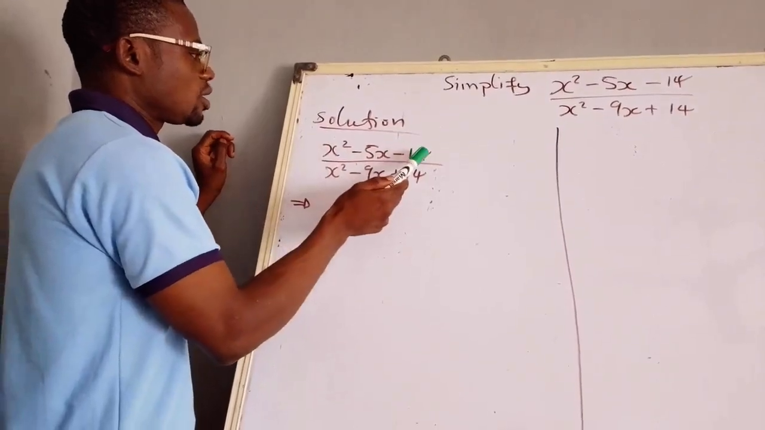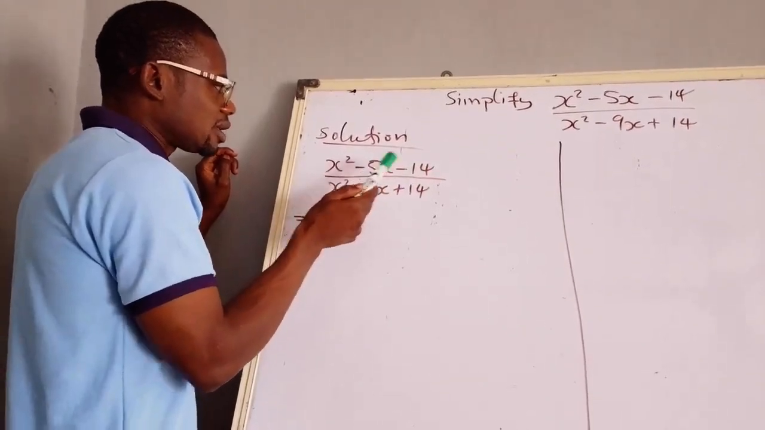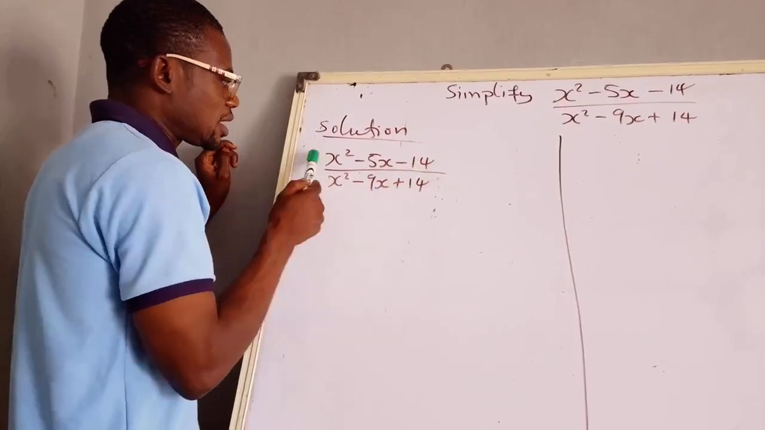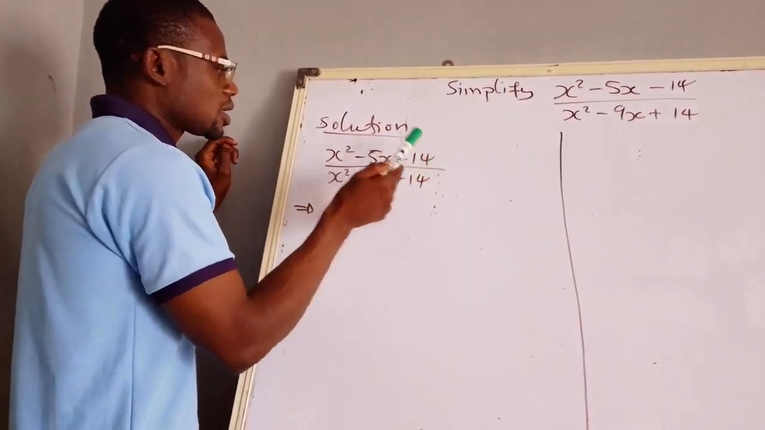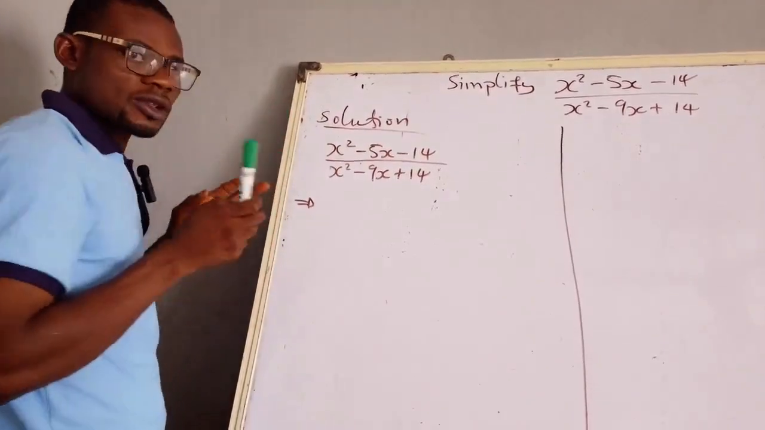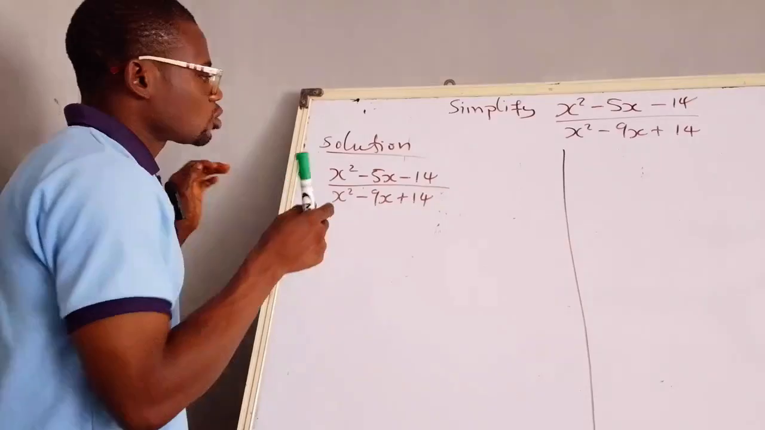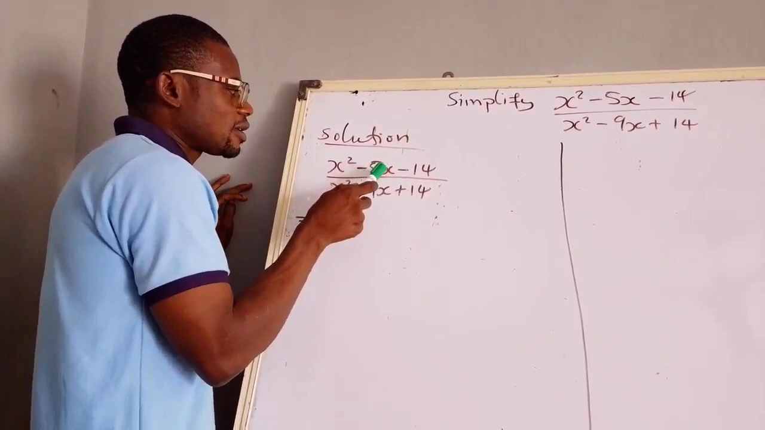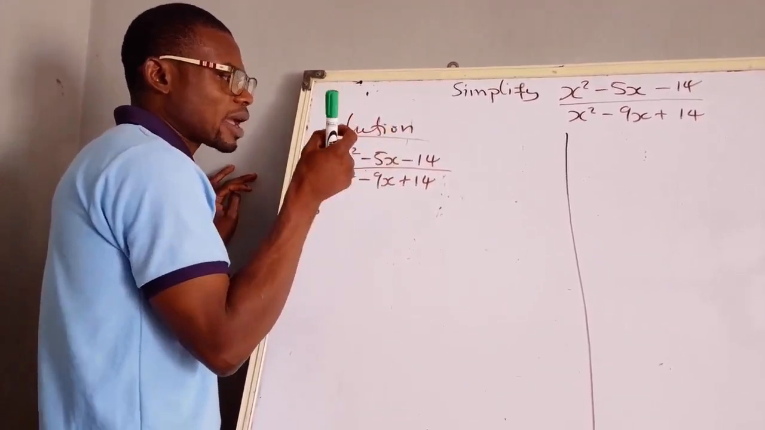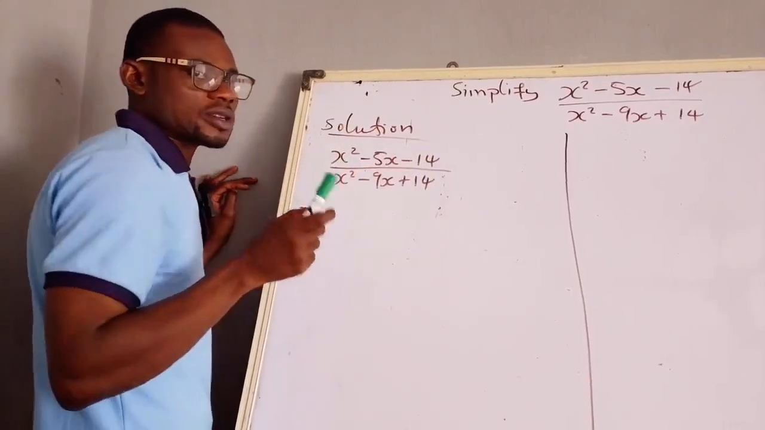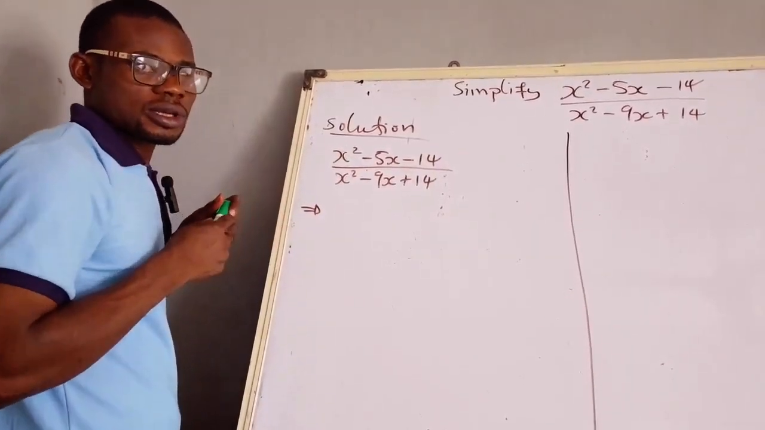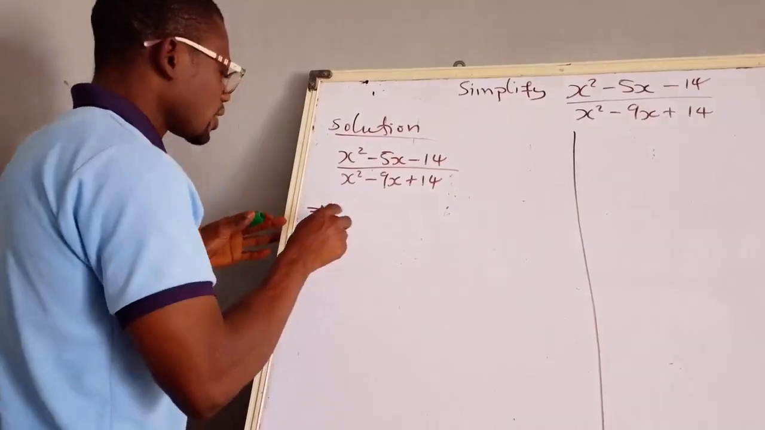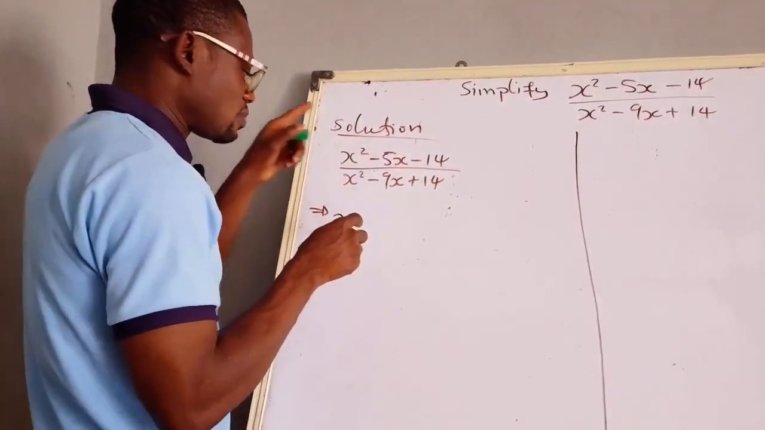Then what we will be considering is minus 14 and the middle number, minus 5. So look for two numbers such that when I sum these numbers, they will give me minus 5x, and when I multiply them, they will give me minus 14. These two numbers are minus 7 and plus 2. For this one, it is minus 7 and plus 2.